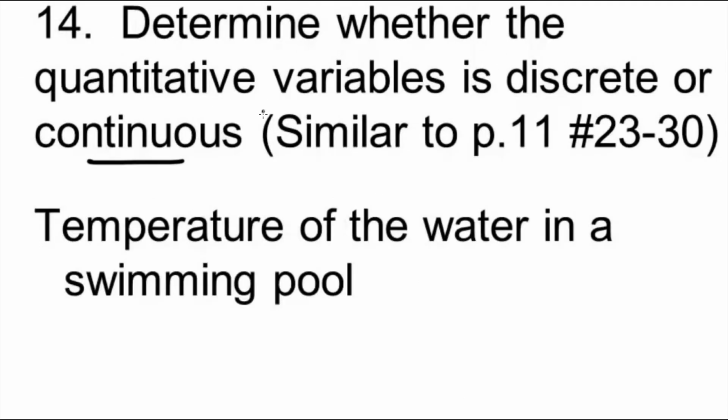Determine whether the quantitative variable is discrete or continuous. Temperature of the water in a swimming pool. Temperature can be 30 degrees, 31 degrees, but we can also say 30.5 degrees, 30.6 degrees. So we can have decimals. So since we can have decimals, it's continuous.